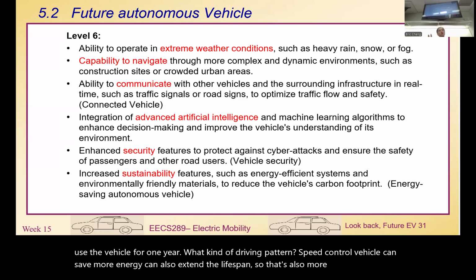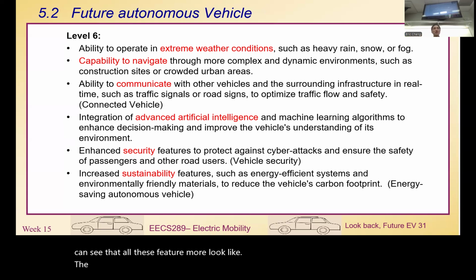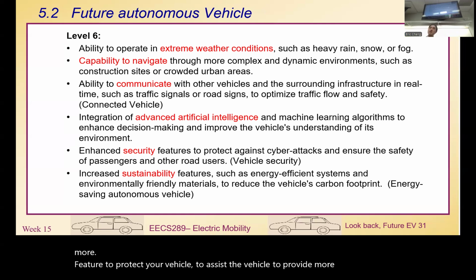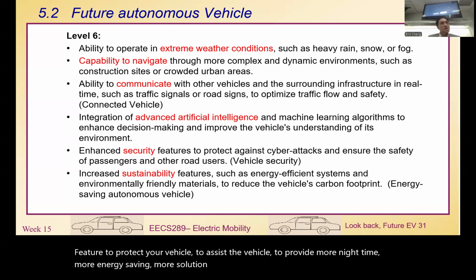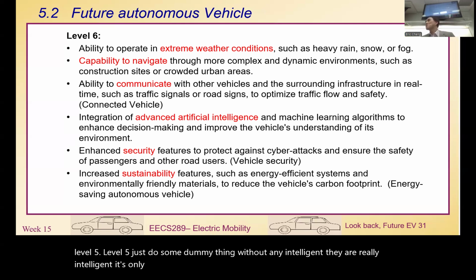You can see that all these features look more like the driver becoming a human, more intelligent. The driver will look into more features to protect your vehicle, to assist the vehicle, and to provide more energy saving and more solutions. So that's what level 6 looks like, rather than level 5. Level 5 just does some basic things without much intelligence. Its intelligence only goes up to driving from A to B, without any special consideration.